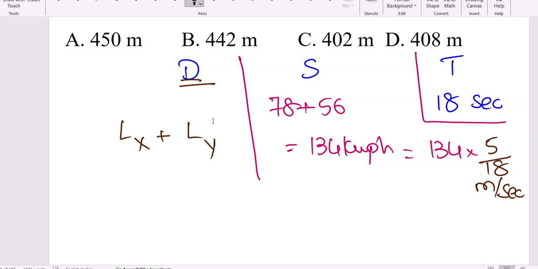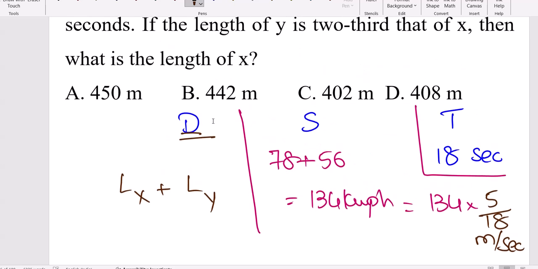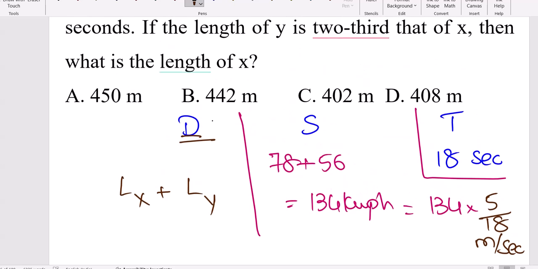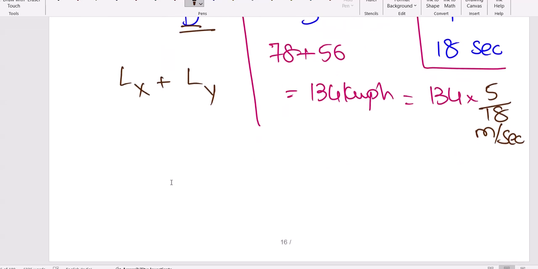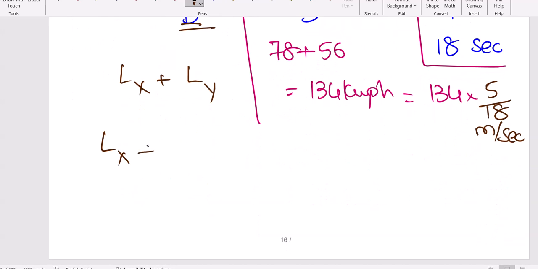Sir, there are two unknowns. Then how to do it, sir? Only one equation will come: distance equals speed into time. But then how can you do the question? They gave a relationship in the question. They said the length of train Y is 2/3 of Lx. So this is Lx plus 2/3 of Lx, which is 5 by 3 Lx.